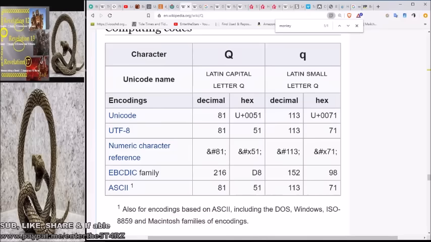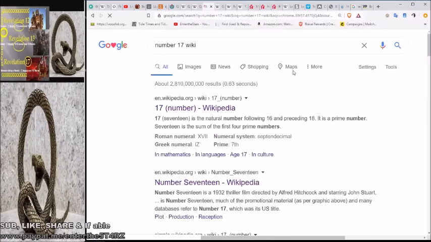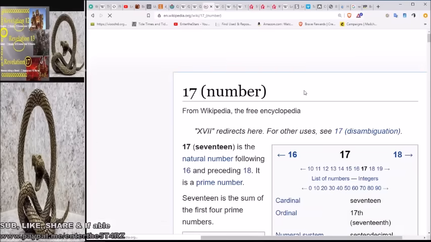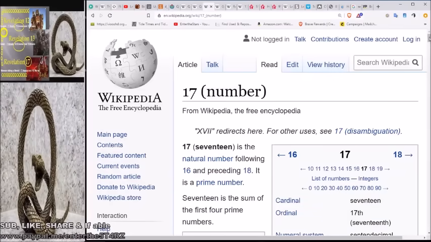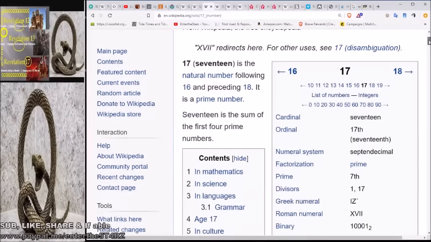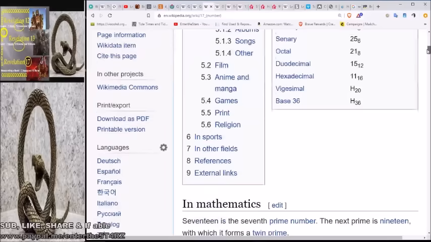So, what's up with the number 17? Well, I pulled up some information on the number 17, and it is a very bizarre number. It forms a twin prime with the number 19. Again, the number 19 comes up associated with the letter Q, as I just mentioned a bit ago. Twin primes with the number 19. So 17 and 19 are related.